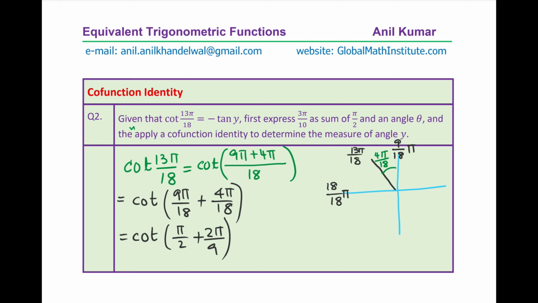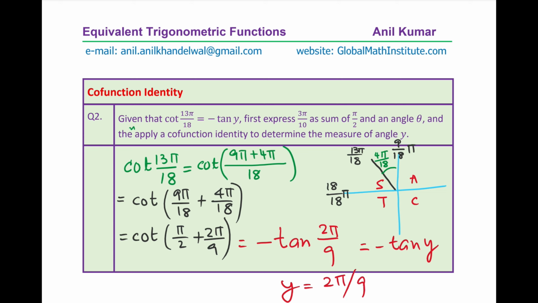Now since you are in quadrant 2, apply the CAST rule. Cotangent has to be negative, and therefore we write negative here. As a cofunction identity, we get tan of 2 pi by 9. Do you see that? And therefore, if this is equal to minus tan y, we have y equals 2 pi by 9. Is that clear to you? It is as simple as that. That is how you could do it.